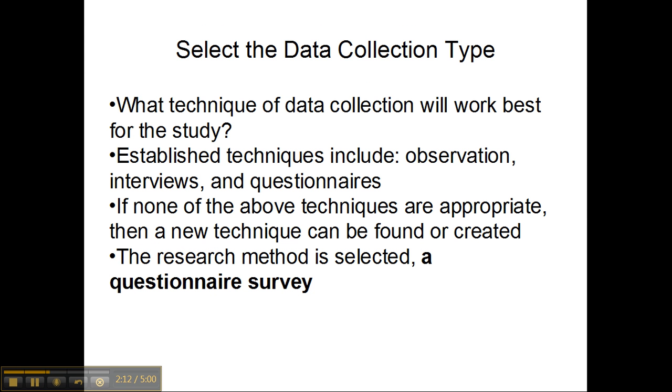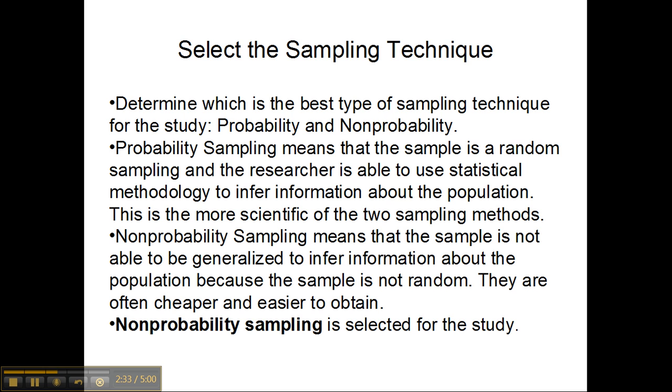Select the data collection type. What technique of data collection will work best for the study? Established techniques for qualitative research include observation, interviews, and questionnaires. If none of the above techniques are appropriate, then a new technique can be found and created. The research method I'm going to select for this is a questionnaire survey.